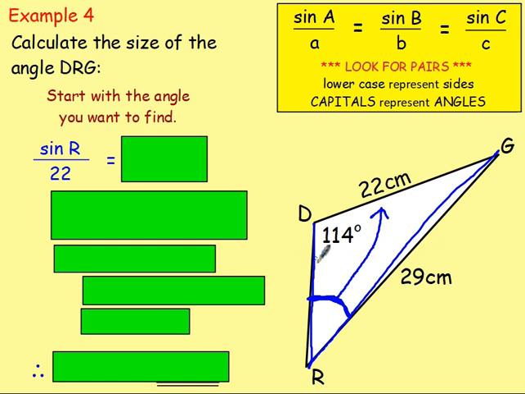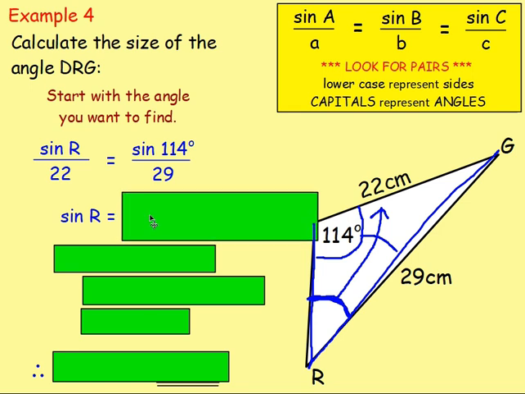What's our other pair? Good, it's going to be the 114 and the 29 centimetres. So we would have sine of our angle, so sine of 114, divided by the side. And the side that's across from the 114 is the 29 centimetres. So sine of 114 divided by 29. Once again, just like all the other examples, get sine R on its own. So to cancel out divide by 22, we times by 22. But to keep both sides equal, you'd also times this by 22.